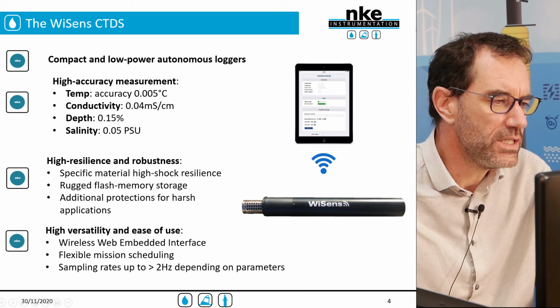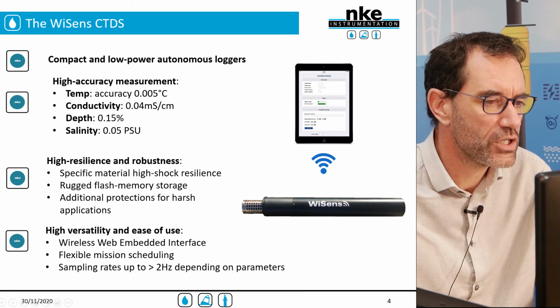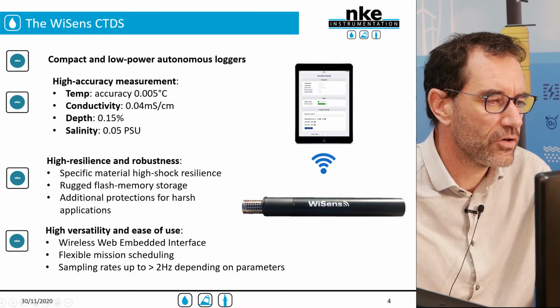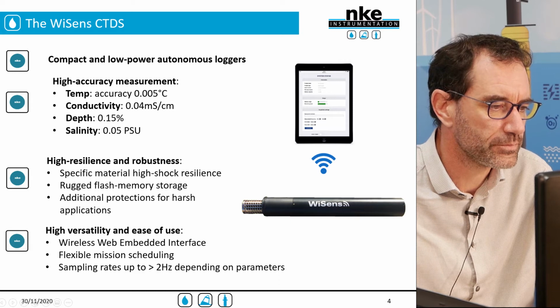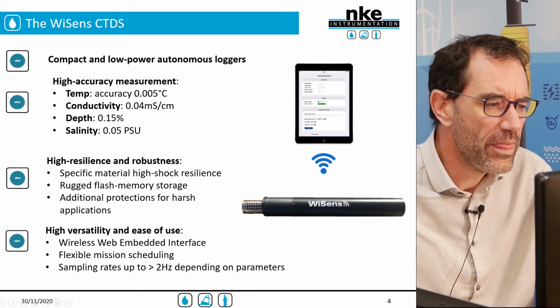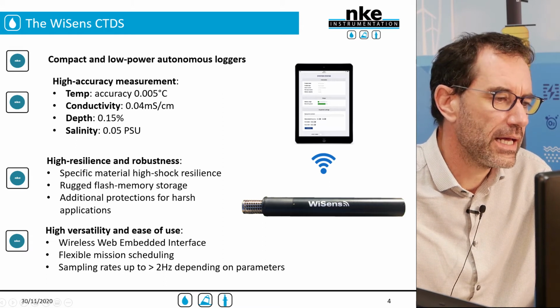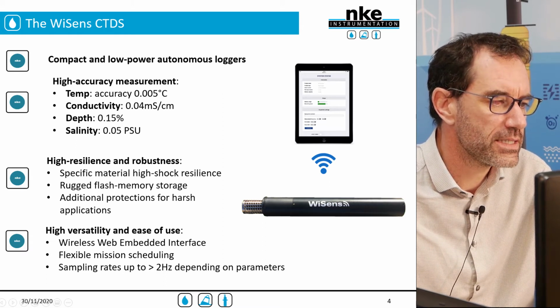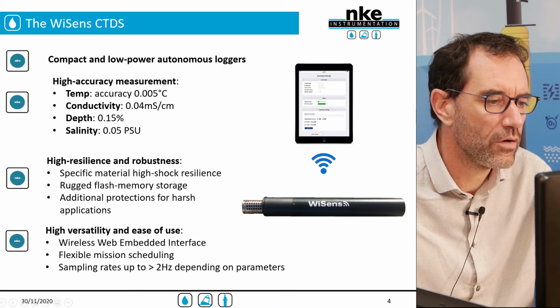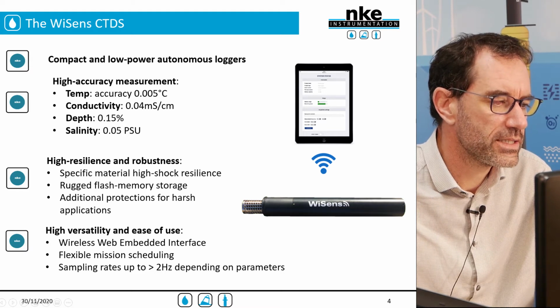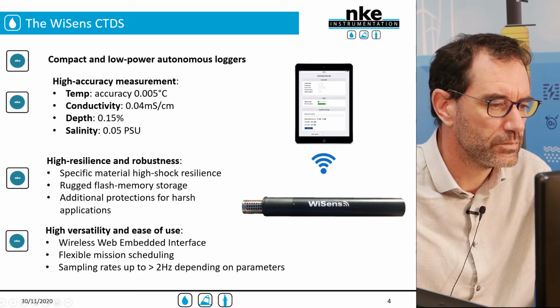Regarding the performance, the accuracy for the temperature is 0.005 degrees Celsius. And for the conductivity, as I said, 0.04 millisiemens per centimeter. With this datalogger, of course, we can measure the depth, and in that case the accuracy is 0.15% of the reading. And of course, for the salinity, 0.05 PSU.